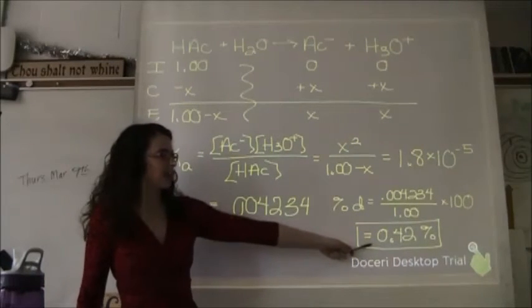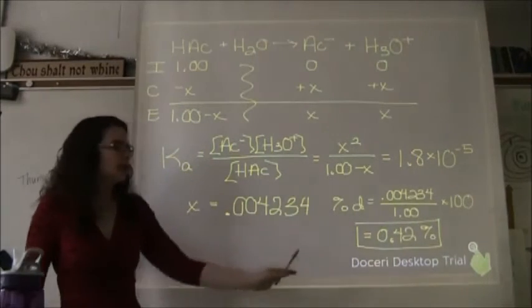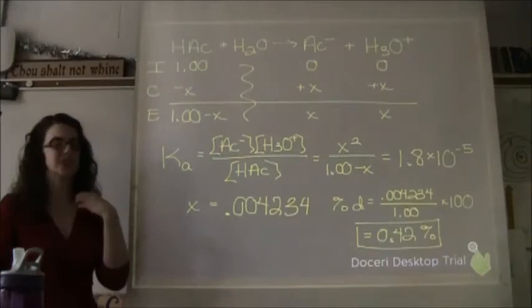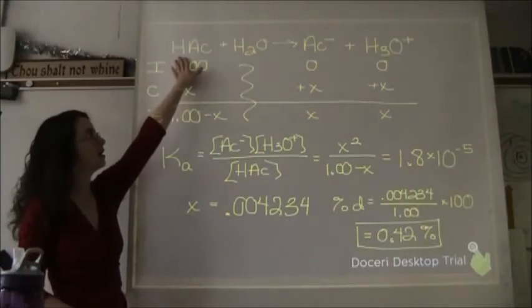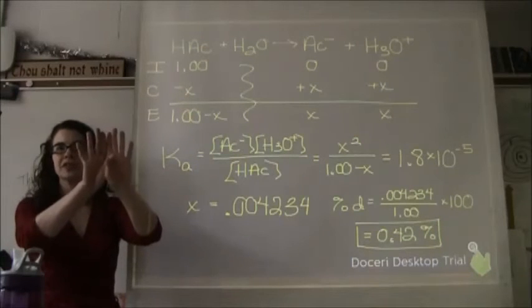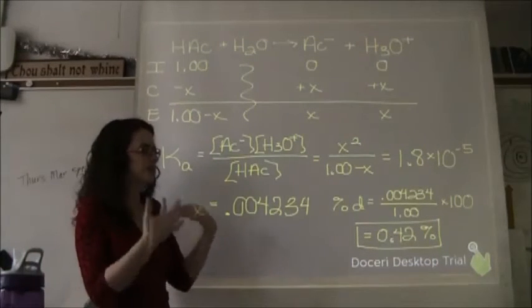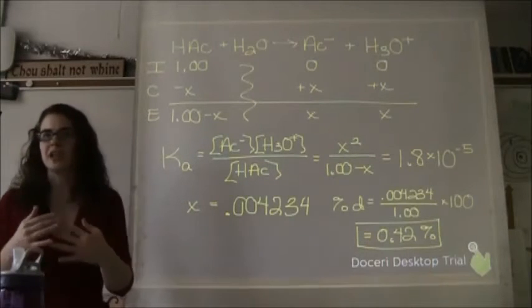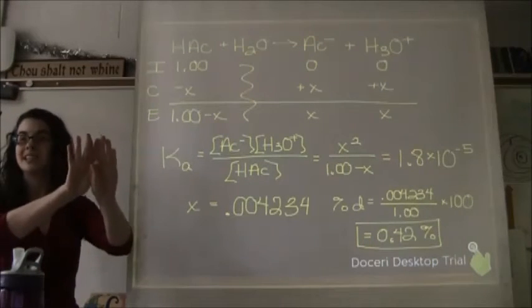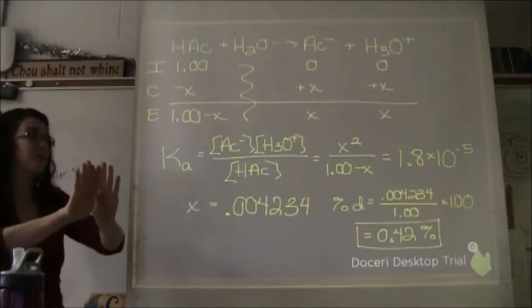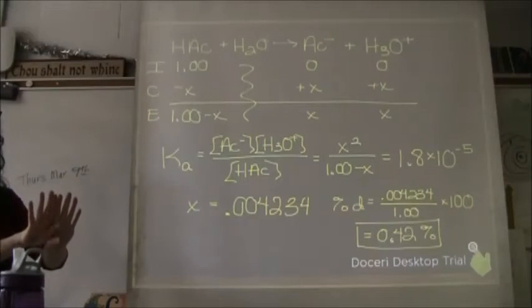This is saying that only 0.42% of these acetic acid molecules have separated. 99.58% of them stay together. Okay, that's what it means to be a weak acid.